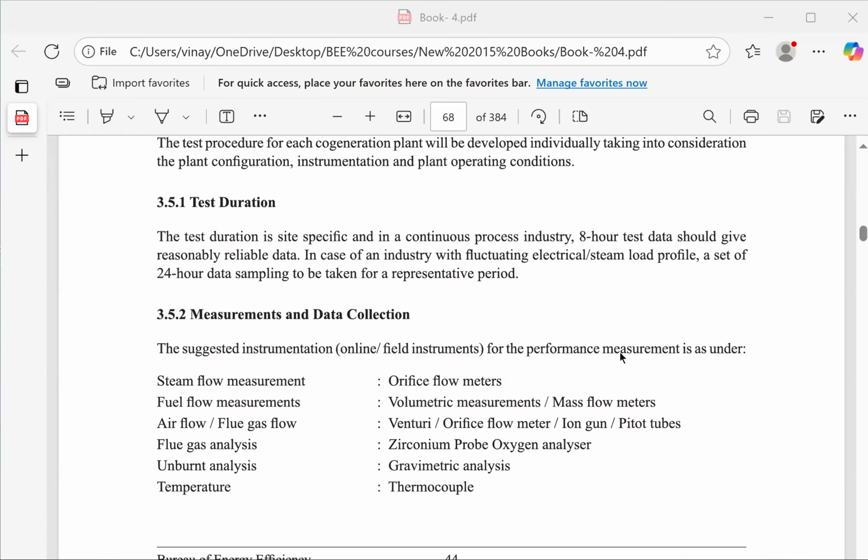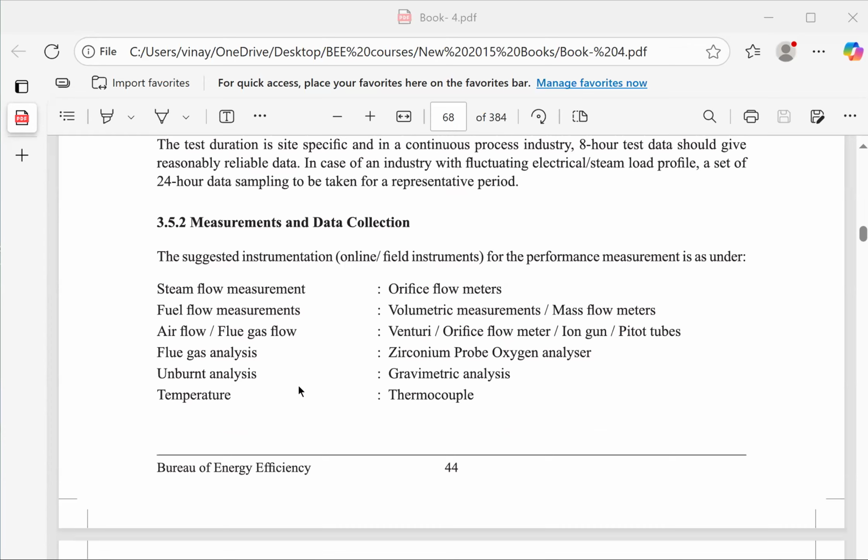Then measurements and data collection. These are the instruments used for measuring different types of parameters. For example, steam flow is normally measured with orifice flow meters; the standardized method of measurement is using this instrument. Then fuel flow, volumetric measurements or mass flow measurements in kg per hour. That means you need weighing meters, either on a running belt or volumetric. Air flows are measured by Venturis.